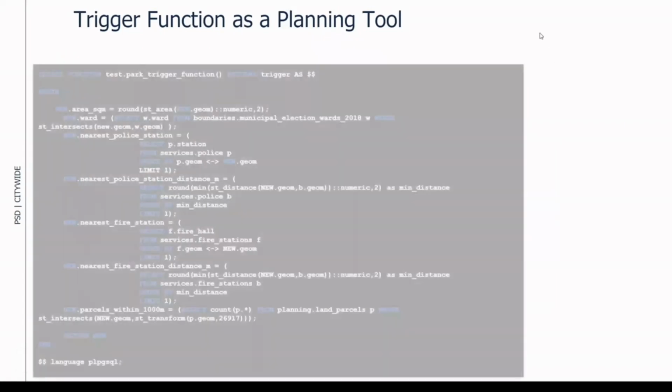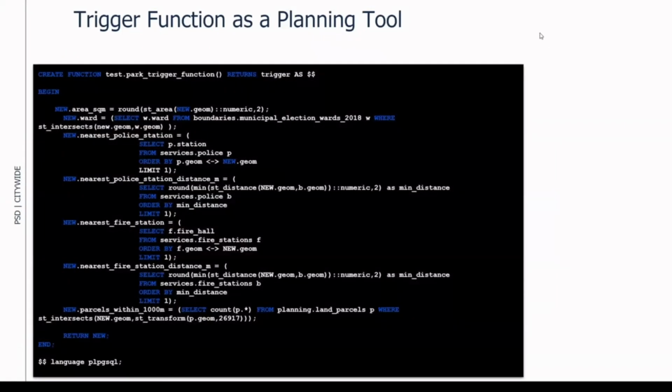So the trigger function that we're going to create is quite complex. We're going to add the area that we did before. We're going to add the ward, and the ward is just a select intersects analysis. The nearest police station is that same sort of distance statement that we saw earlier. The distance in meters uses the ST_Distance function within PostGIS to calculate the actual distance in meters, and so on. And we repeat that for the fire stations and the parcels.